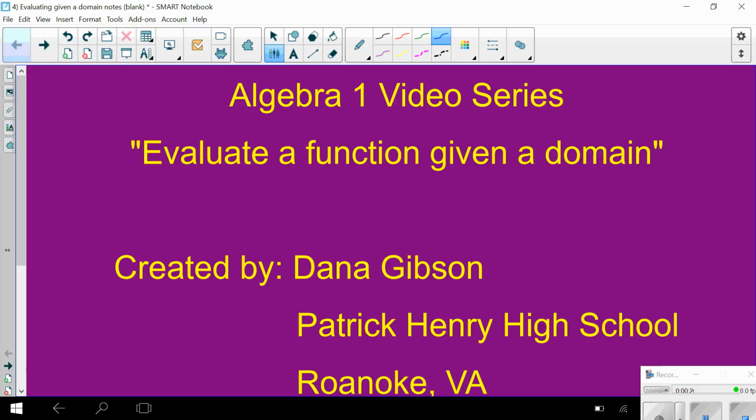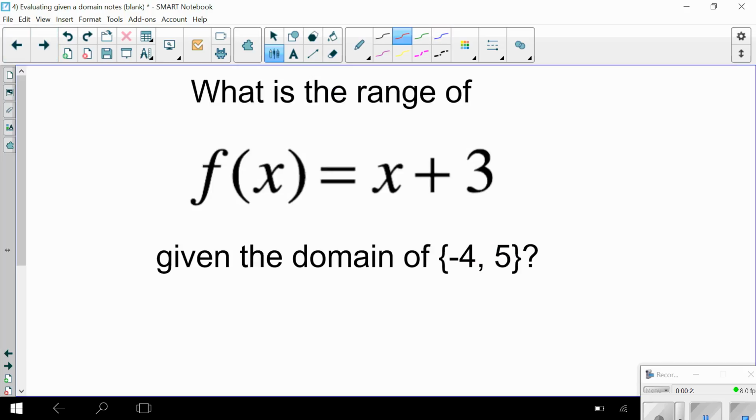Regardless of which way it's asked, what they are really saying is given these x values, this domain, this input, if you plug it into this function, which range or output or y value are you going to get?